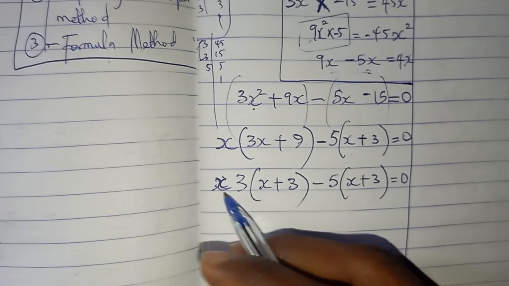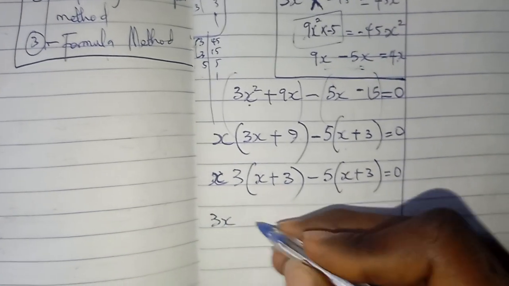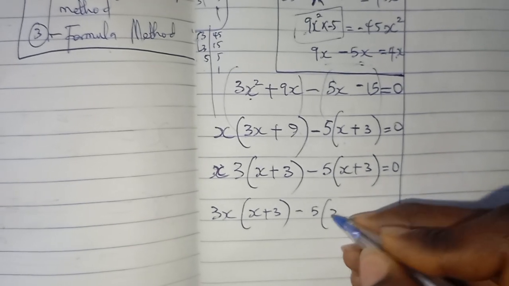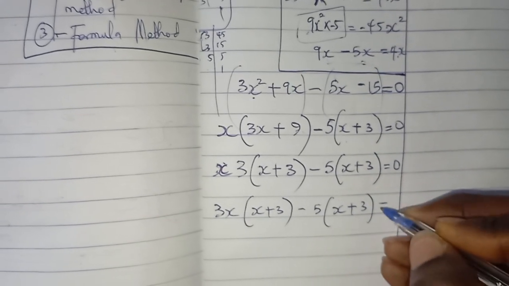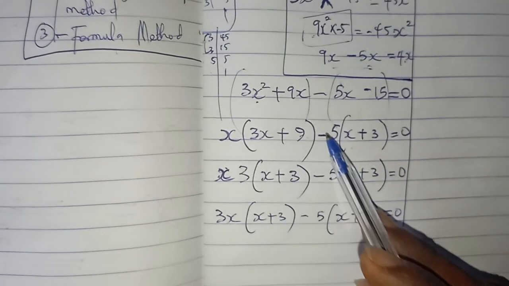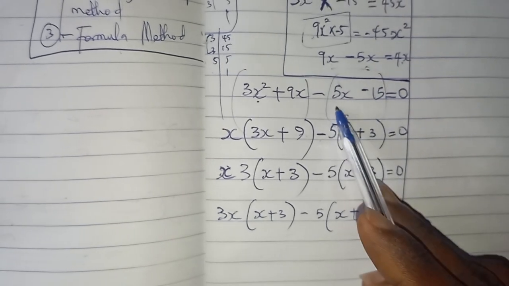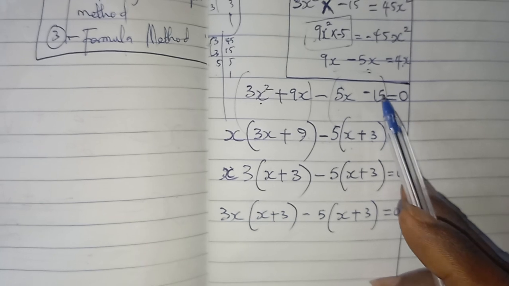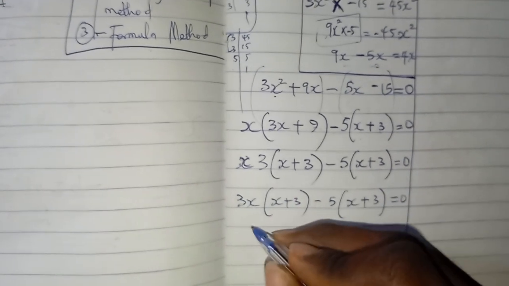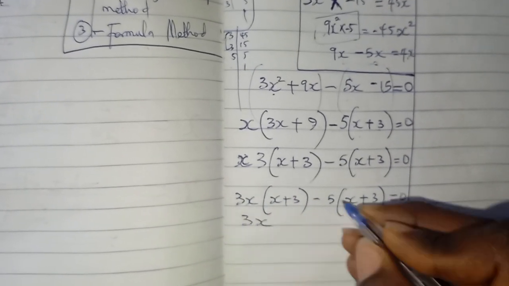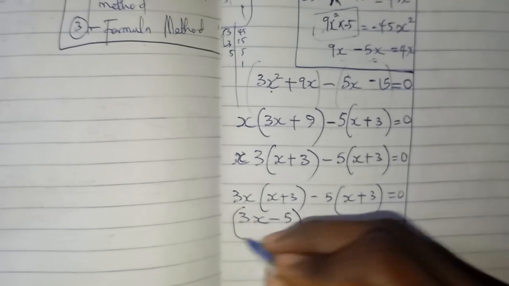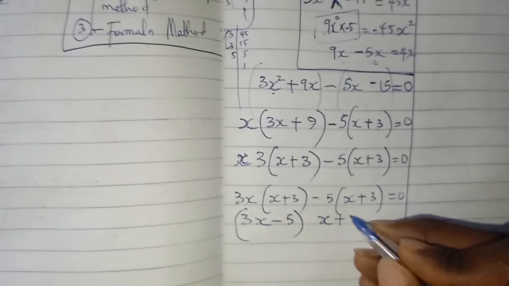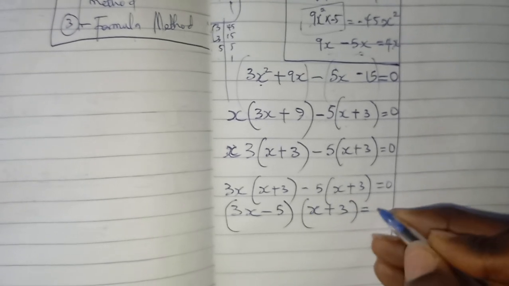Notice that what I have here, 3x plus 9, is the same thing as saying 3 times x plus 3, minus 5 times x plus 3 equals to 0. Notice that if I have minus 5 into this, it becomes minus 5x. If I have minus 5 into 3, it becomes minus 15. So I'm correct. This will be the same thing as saying 3x, the ones outside, minus 5, then x plus 3 all equals to 0.